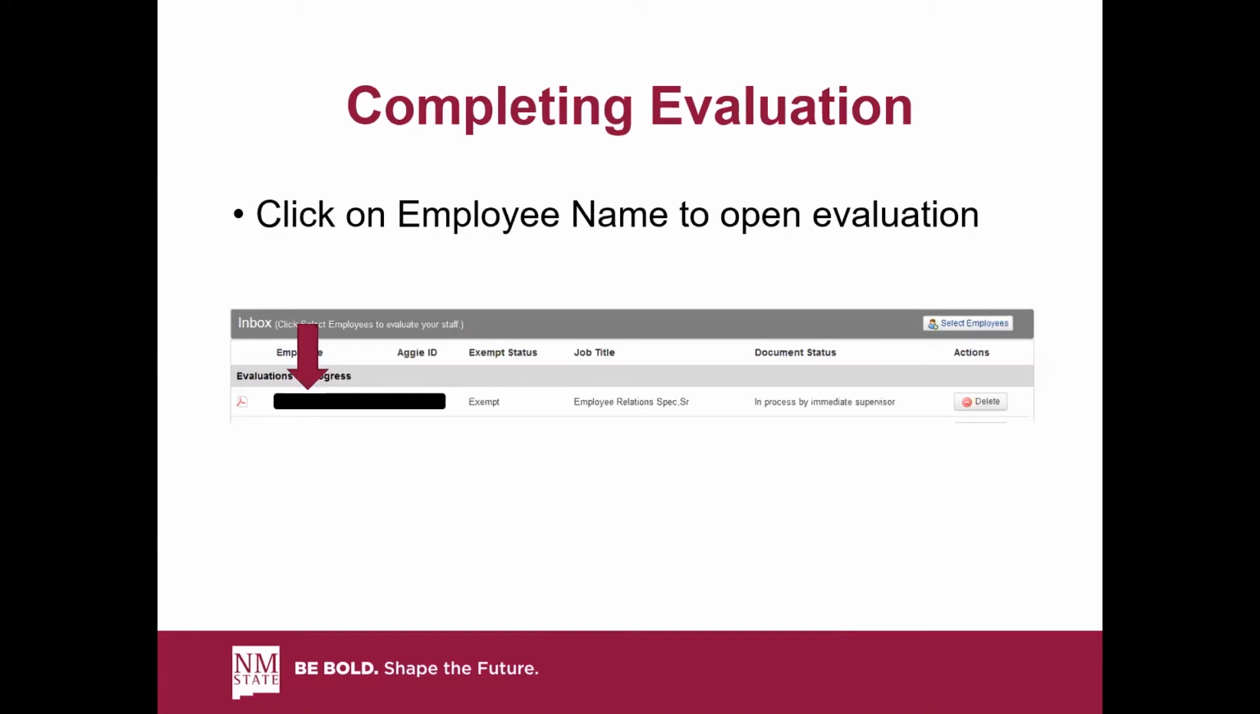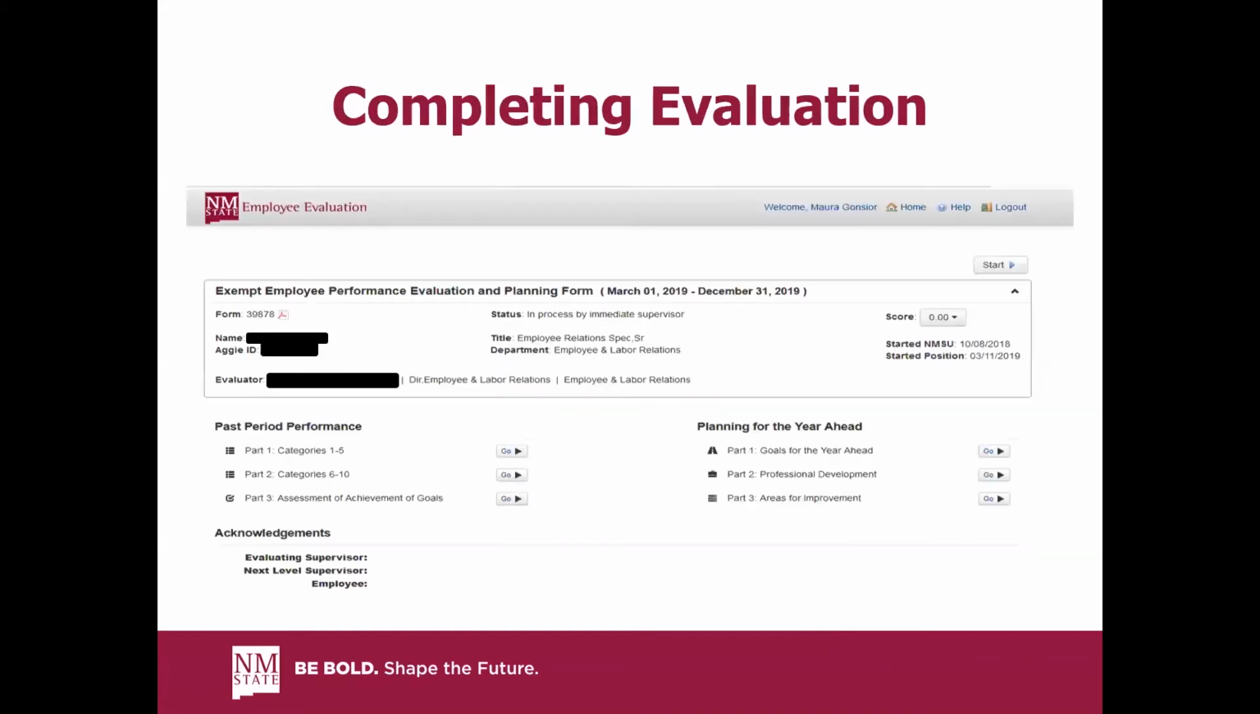To evaluate them, once it's in your inbox, you select their name. I'm going to show you what it looks like when you select their name to start their evaluation. So this is what you'll see. Information about the employee and their position. There's two parts to the evaluation system: the past performance and planning for the year ahead. So in the past performance, there's parts 1 and 2.